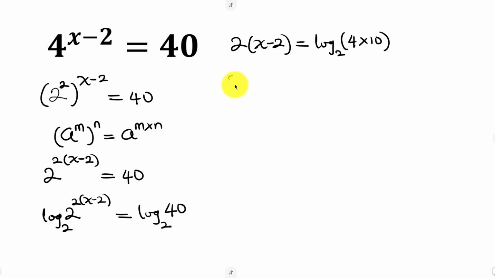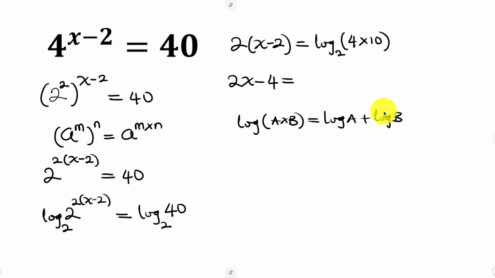Now let's open up this bracket. 2 times x, that will be 2x, minus 2 times 2, that is 4. This is equal to, now I'm going to be applying the law of logarithm here that says that when I have the log of a times b, this can be written as log a plus log b. That means this expression now becomes log base 2 of 4 plus log base 2 of 10.